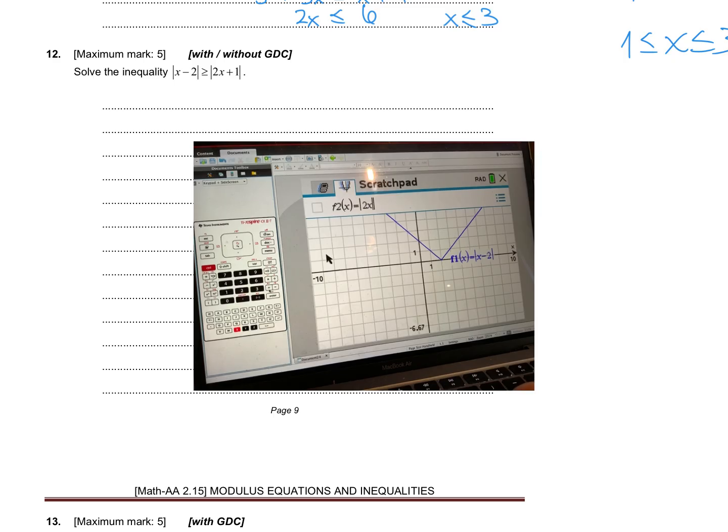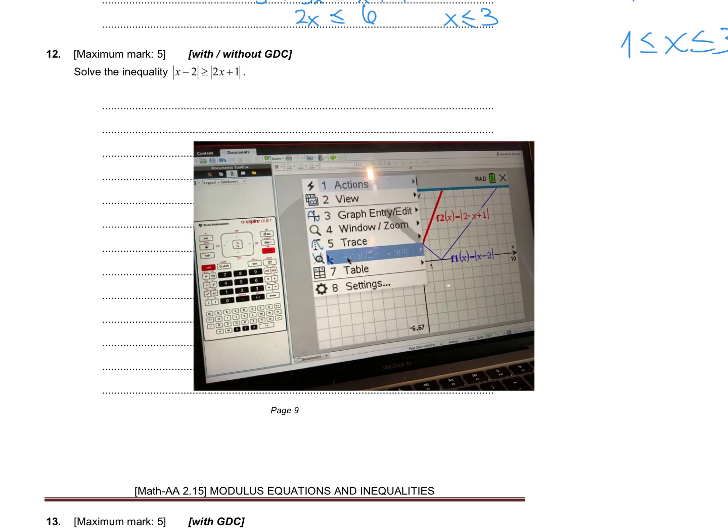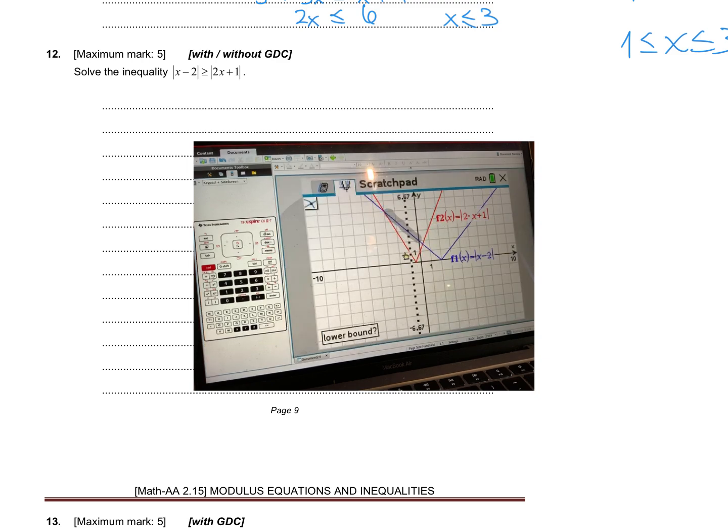2x plus 1. All right, so we want to know when the blue line is greater than the red line. Okay, that's only happening here. That's it. Every other time, the red line is above the blue line. All right, so we need to find those two intersections. So analyze graph, intersection here. So from negative 3 to 1/3.